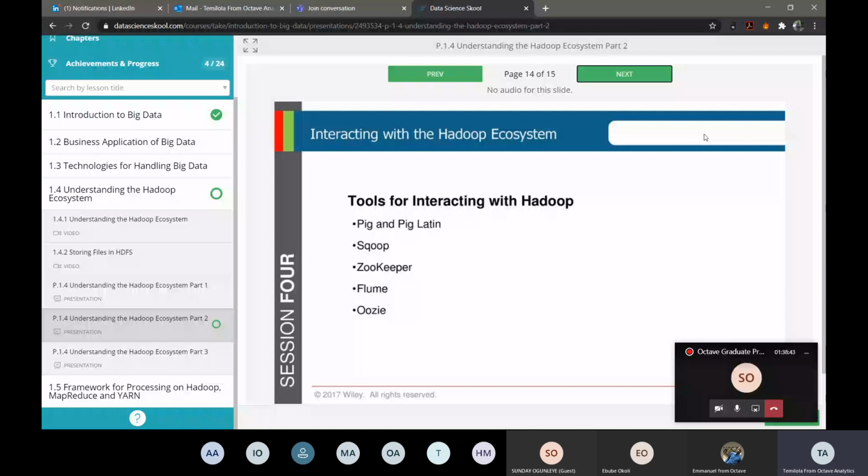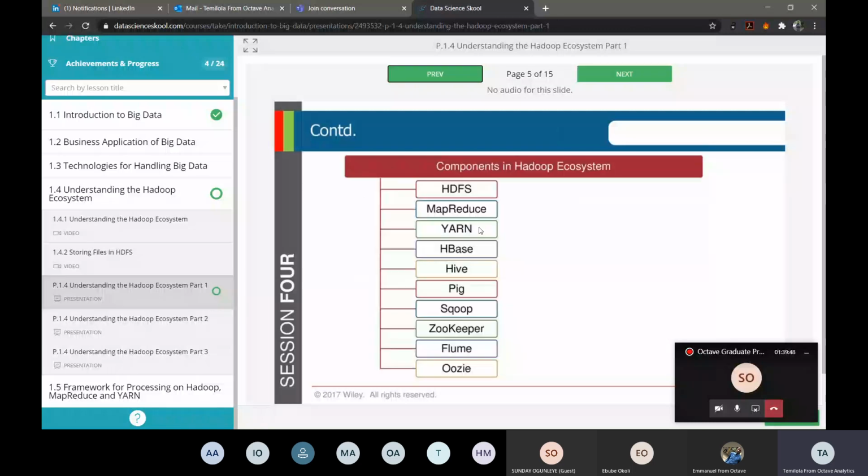We have other different tools that we use in interacting with the Hadoop ecosystem. One thing I need you to know is that, like I told you, the three major components of your Hadoop ecosystem are your HDFS, your MapReduce, and your YARN. But these others were created based on one or two of these three. Yet we still refer to them as components because they are part of the community.